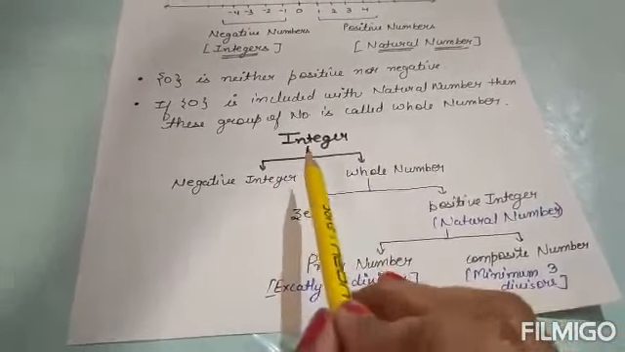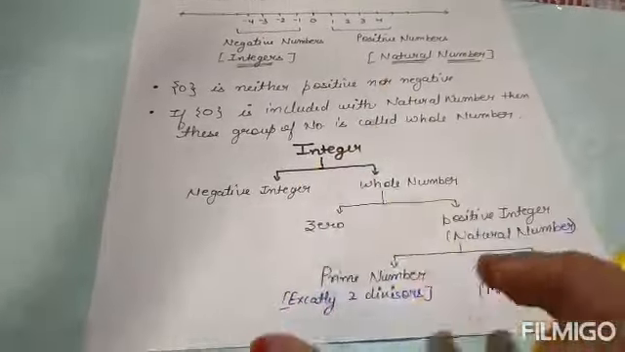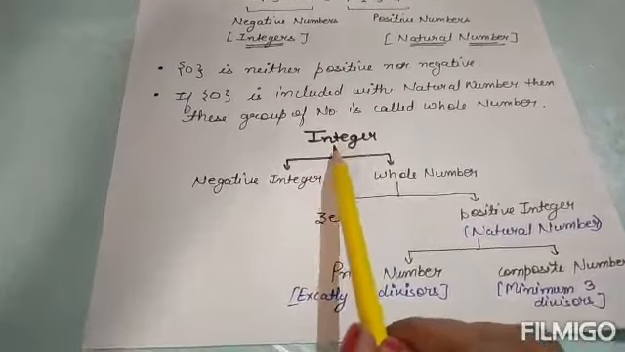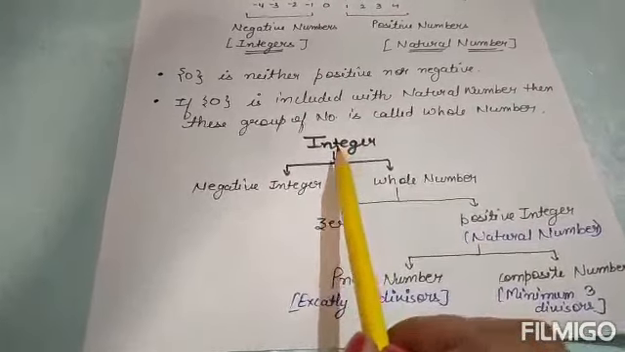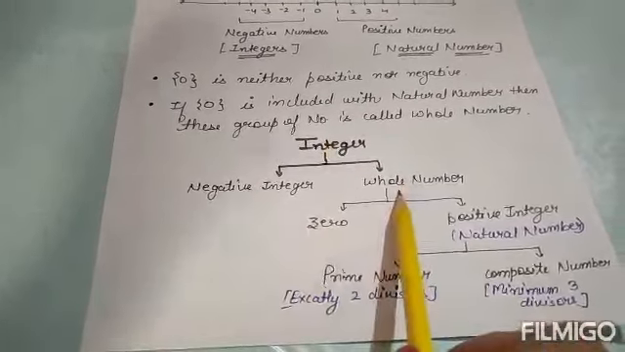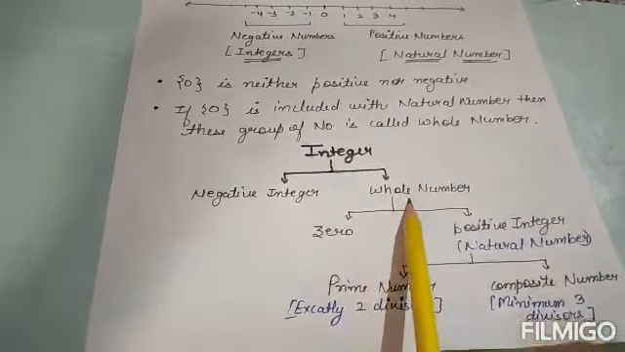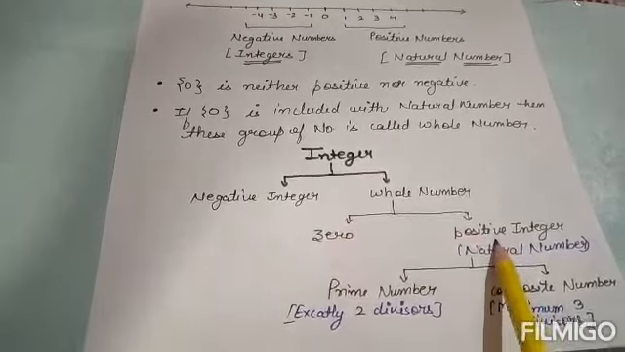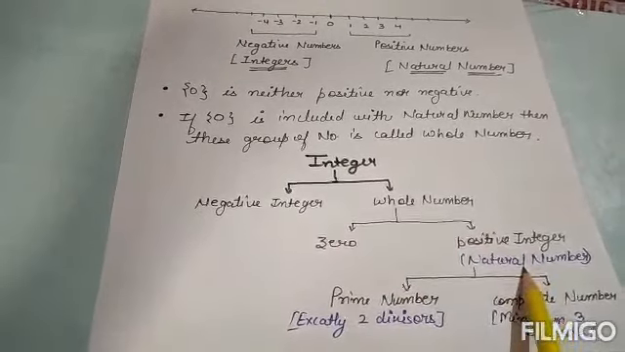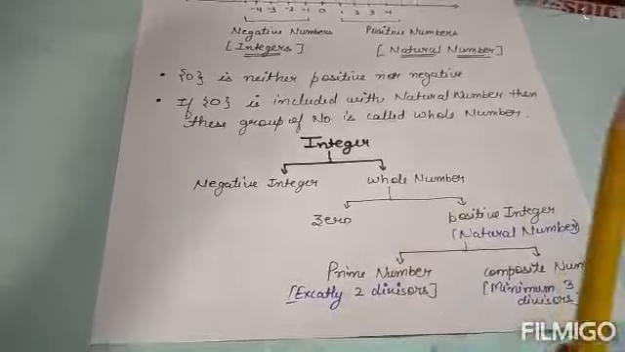As you can see, now I have drawn a diagrammatic system which includes firstly integers. We all know now that negative integers and the whole numbers are included in integers. And whole numbers include 0 and the positive numbers, which are basically called natural numbers.